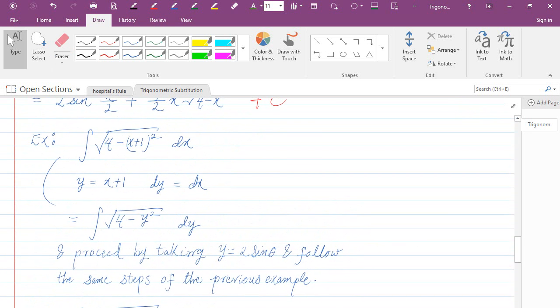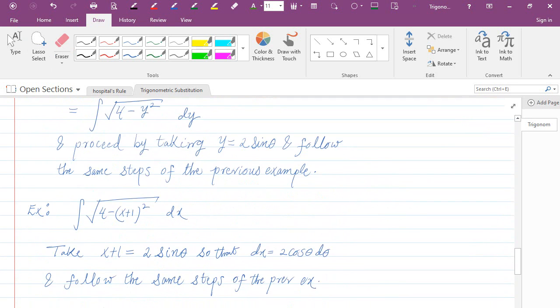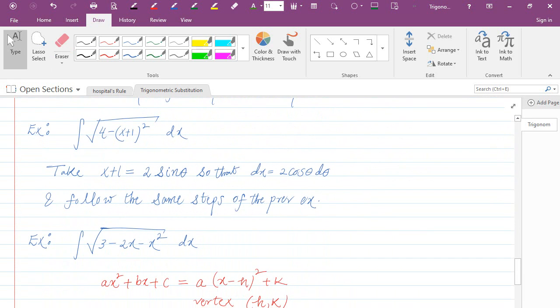Now instead of doing that, we could have done the following. Instead of replacing x plus 1 by y and then doing the trig substitution, we could also just directly do a trig substitution. So I can take x plus 1 to be 2 sine theta, so that dx is still 2 cosine theta d theta, and then just follow the same steps as in the previous example.